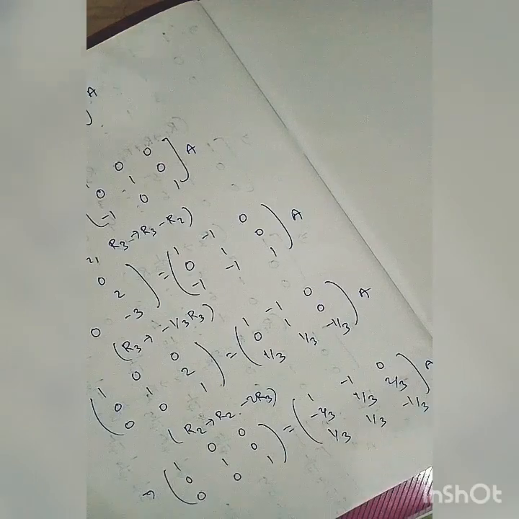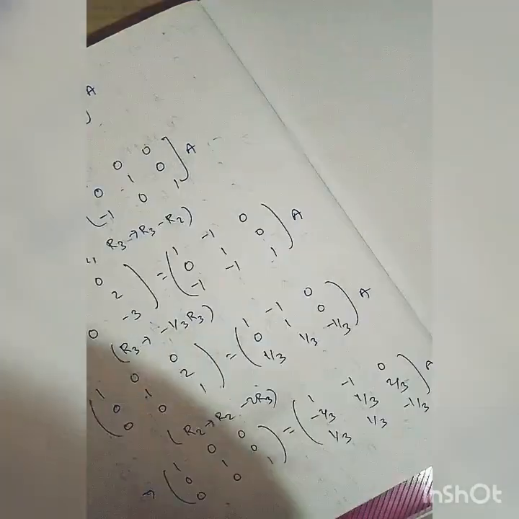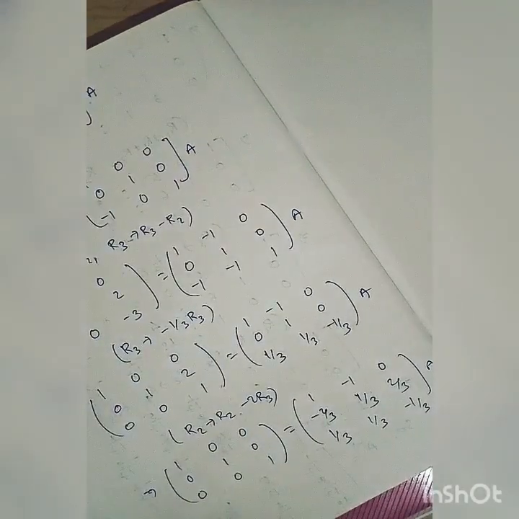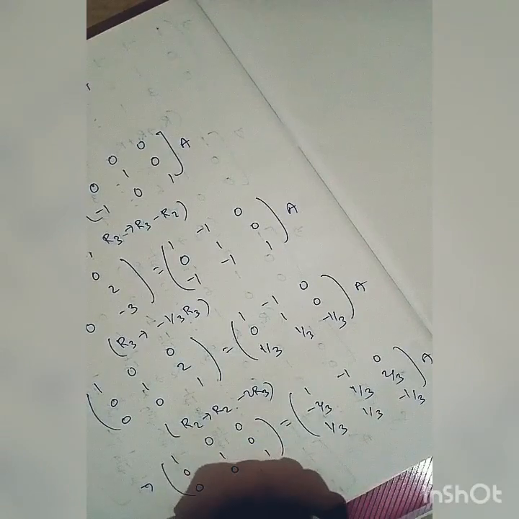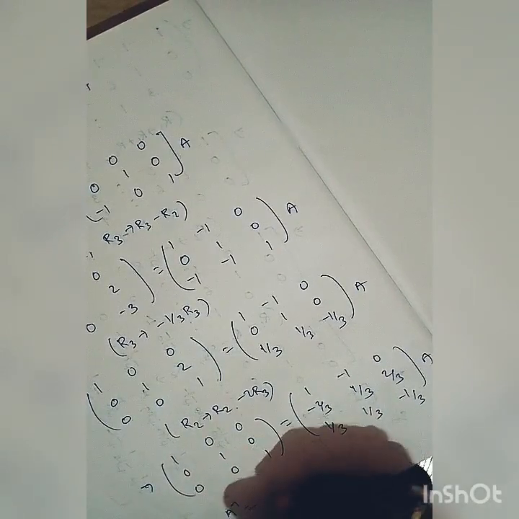So the inverse of this matrix is 1 minus 1 0, minus 1 by 3, 2 by 3, and so on. A inverse equals this matrix.